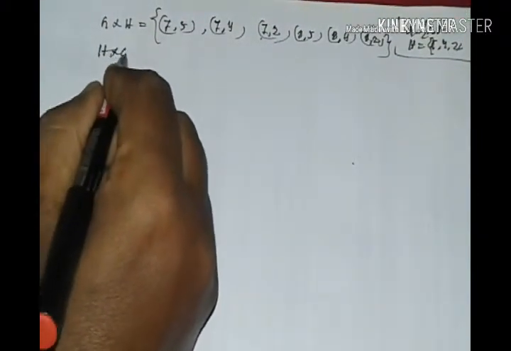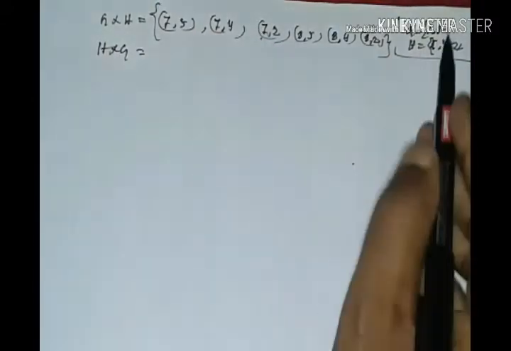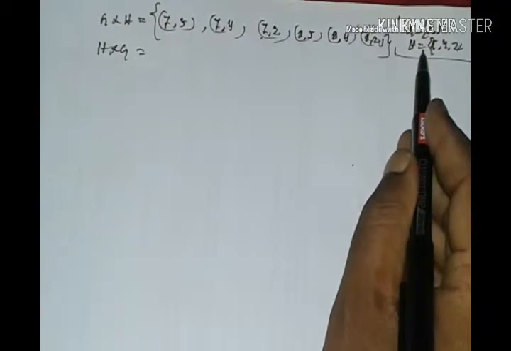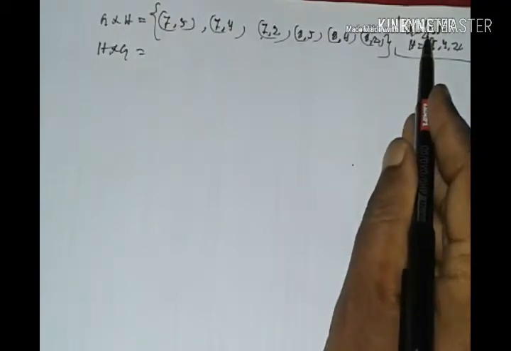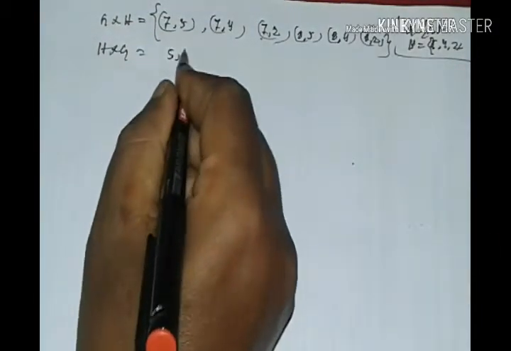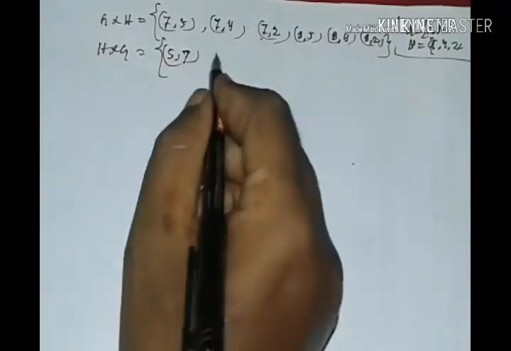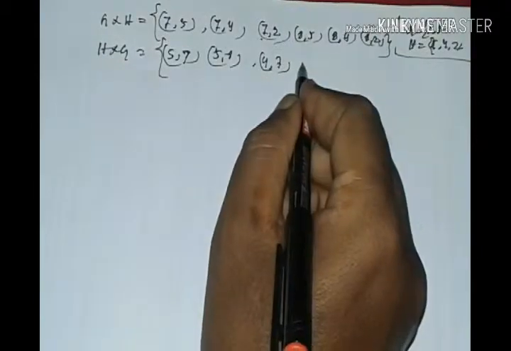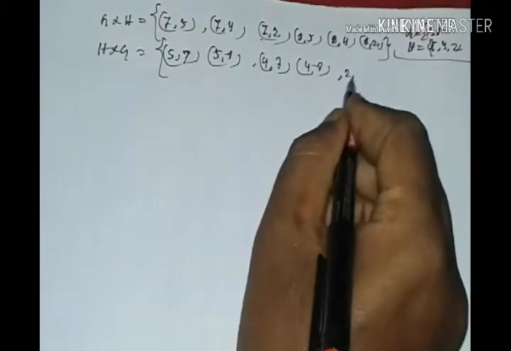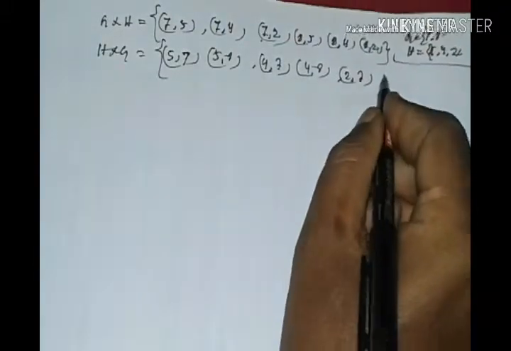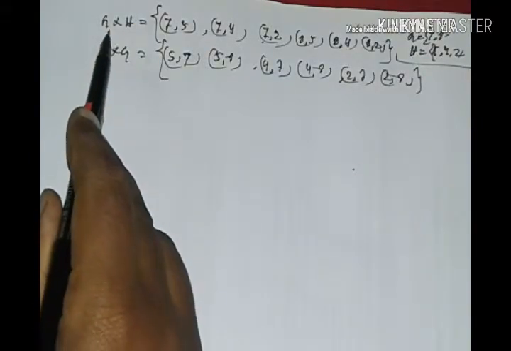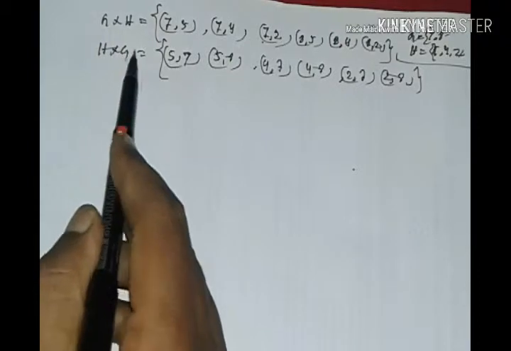Now H × Z. In case of H × Z, the first component will come from set H, and the second will come from Z. So we will write (5, 7), (5, 8), (4, 7), (4, 8), (2, 7), (2, 8). This is the Cartesian product of Z and H, and H and Z.